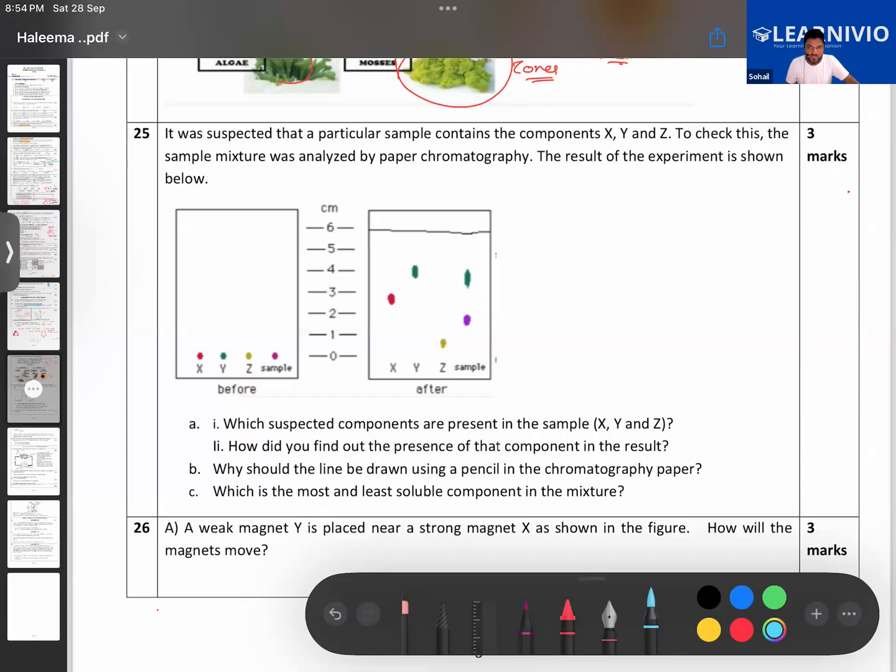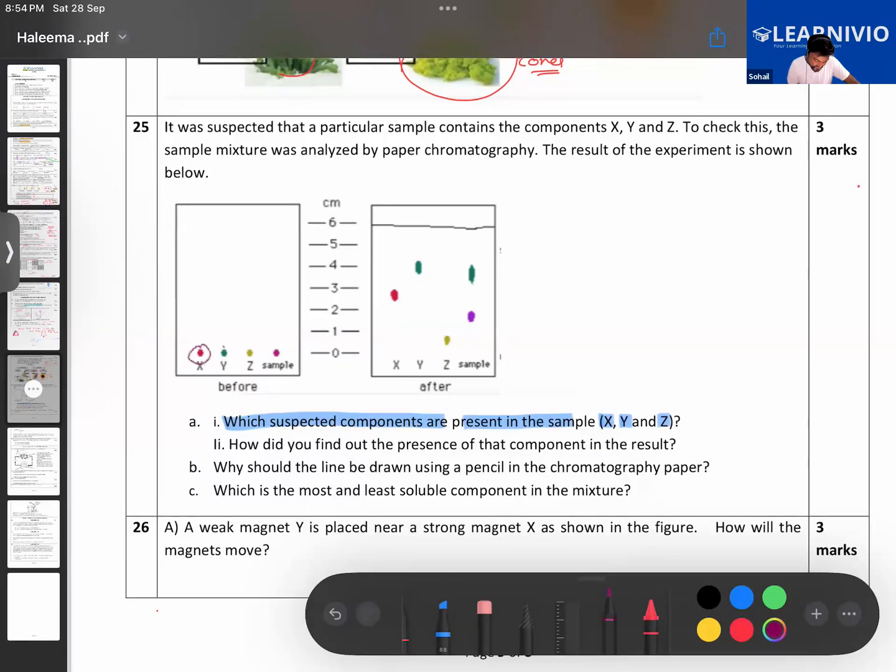I said that the question was asking which suspected components are present in the sample X, Y, and Z. So look at its position on the chromatograph, X, Y, and Z, and look at its position in this one, X, Y, and Z here.